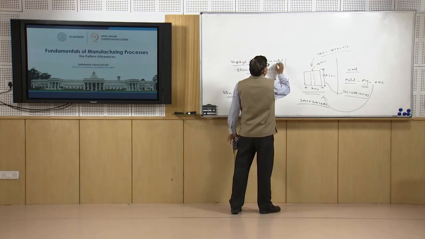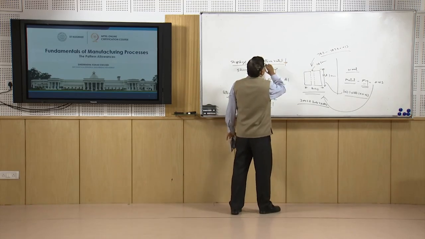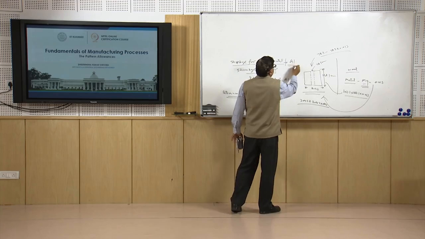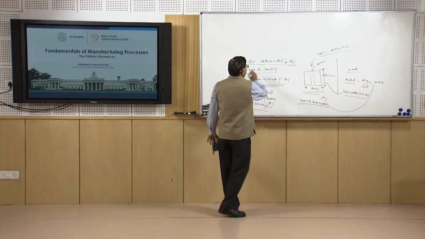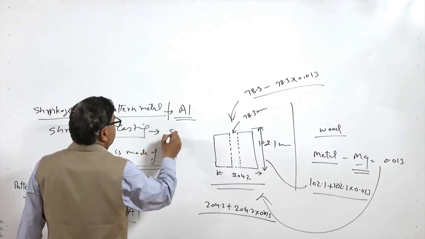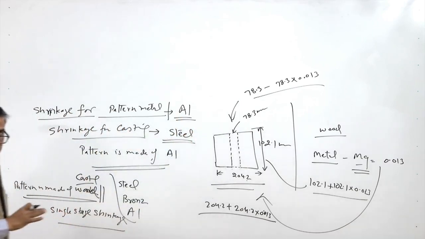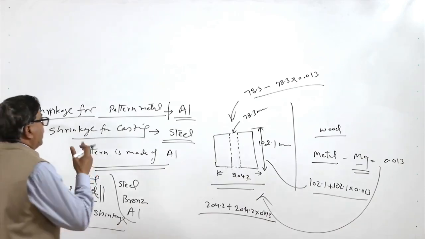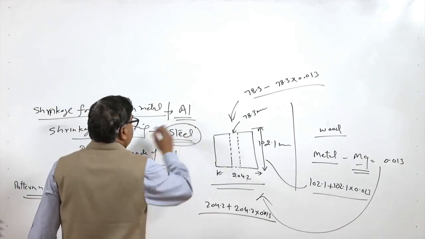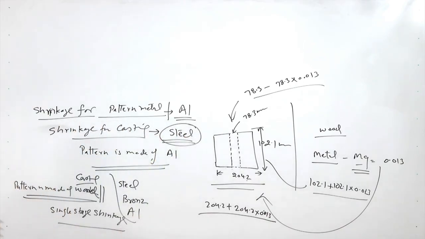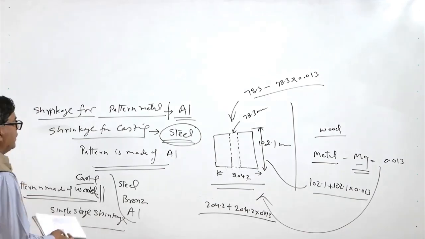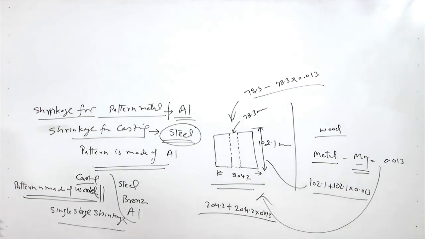So, basically two stage shrinkages need to be given according to the type of metal the shrinkage is considered. If the pattern is to be made of the aluminum, then first allowances will be considered for the aluminum, and if the casting is of a different metal, like say it is steel, then the allowances to the aluminum pattern will be given based on the metal of the casting which is to be made. So, this is what is there, double shrinkage allowance.